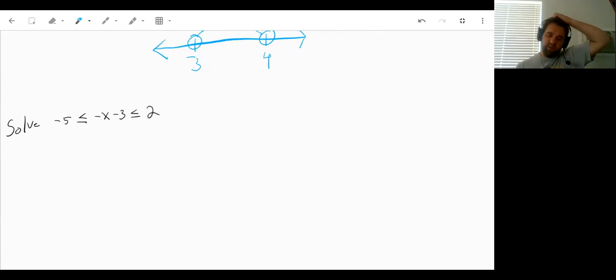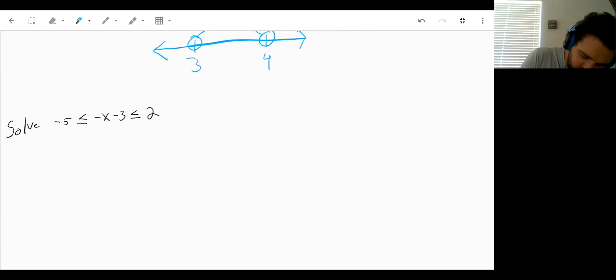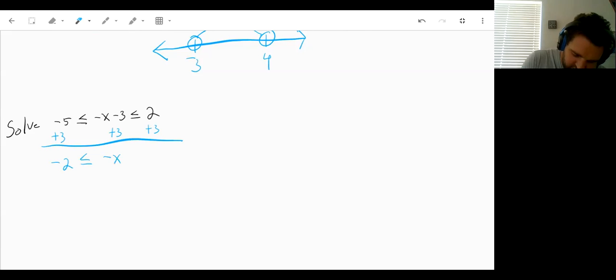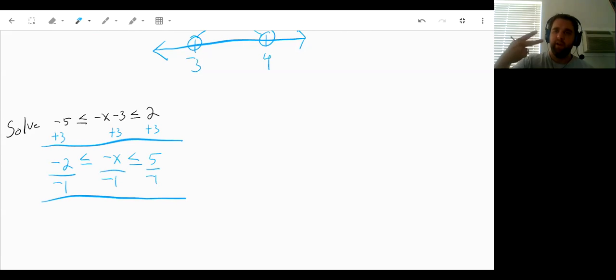Or for this next one, we can go ahead and add 3 to all 3 sides. We come out with -2 is less than or equal to negative x is less than or equal to 5. Now we need to get that to be a positive x. So we'll need to divide every side by -1. And this one's tricky because remember, when you divide by a negative, your inequality is going to flip directions. So this one will flip that way, and this one will flip that way.